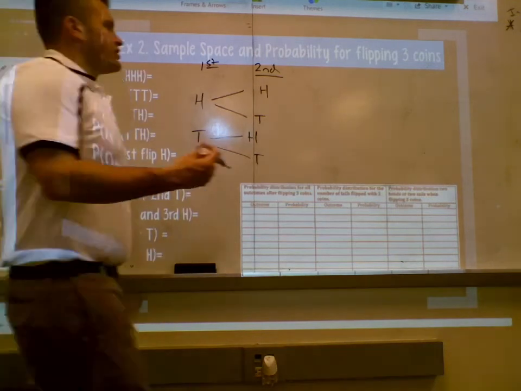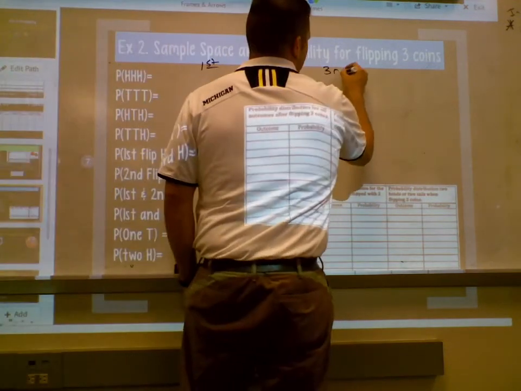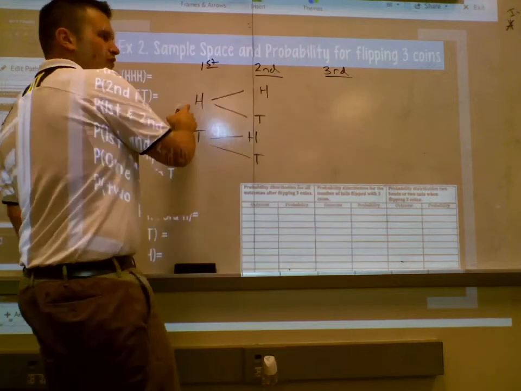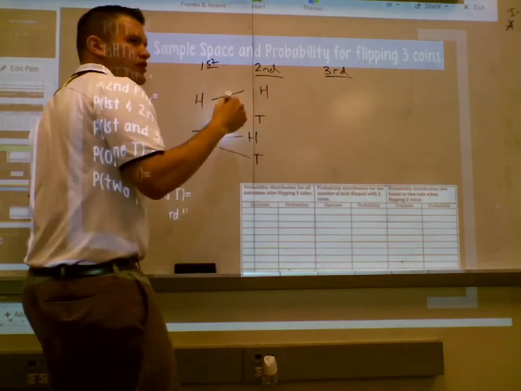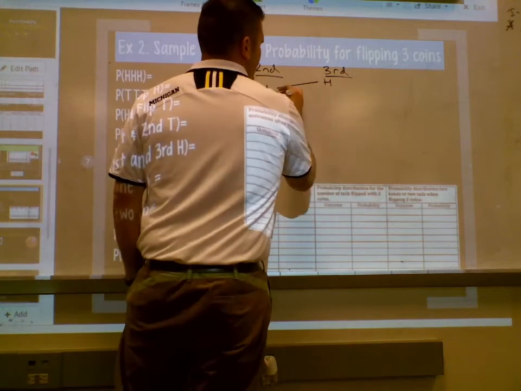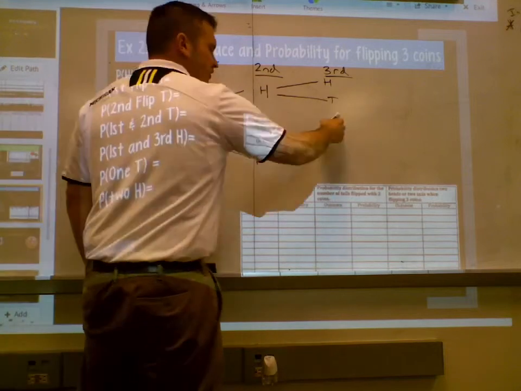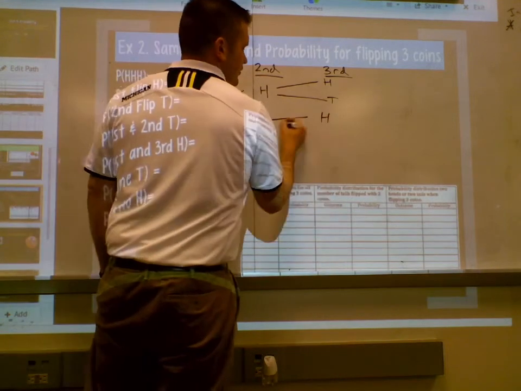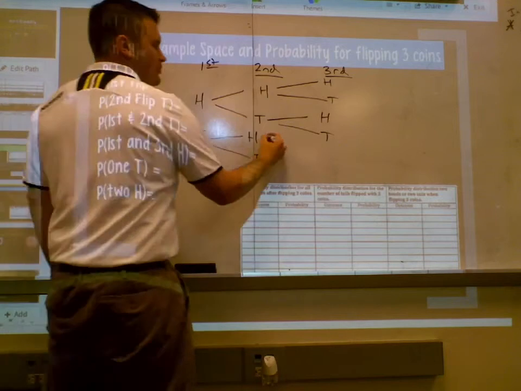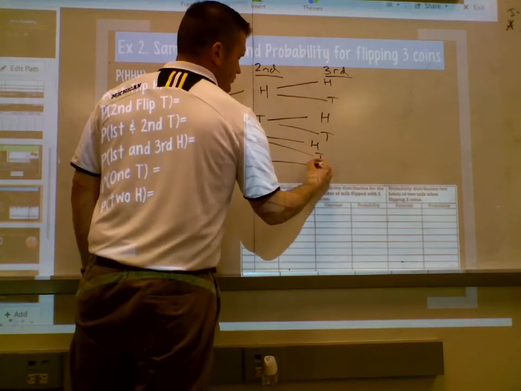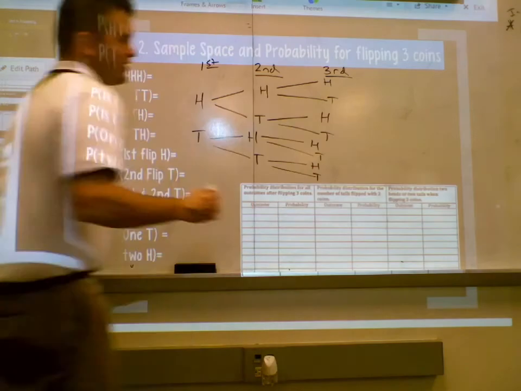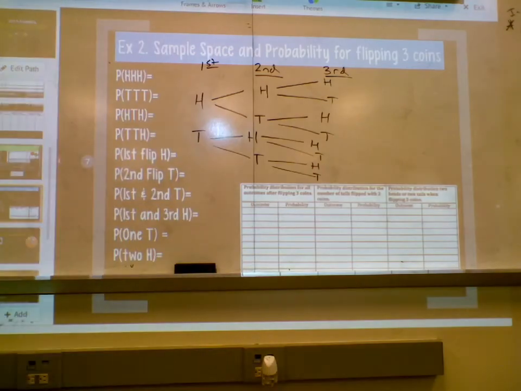Okay. So our third coin. I flipped heads on the first, heads on the second. What could I get on the third? Heads or tails. Right? Heads on the first, tails on the second. What can I get on the third? Heads or tails. Okay, we can keep going with this. And what we've created is kind of a flow chart, or as someone said last hour, a family tree of our possible outcomes. Right? Does that make sense?